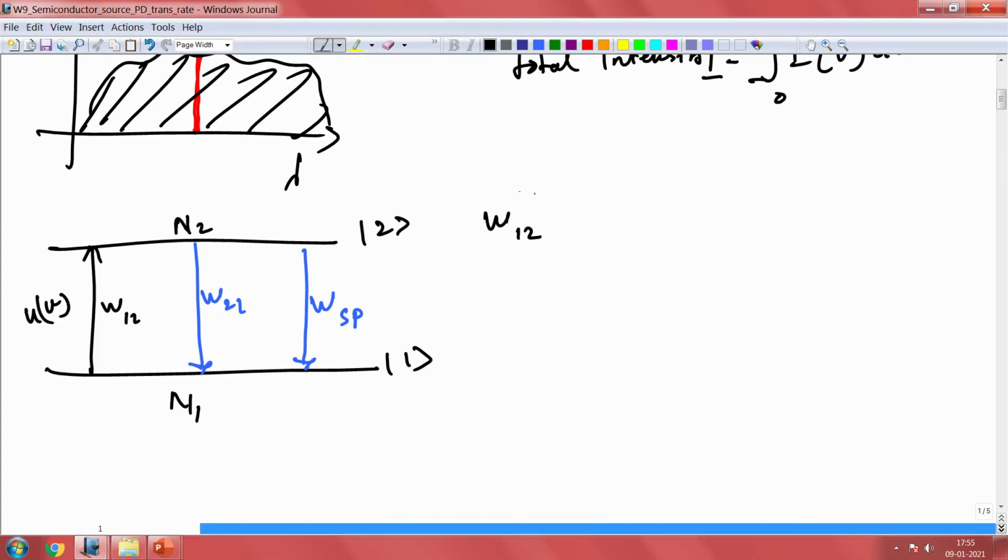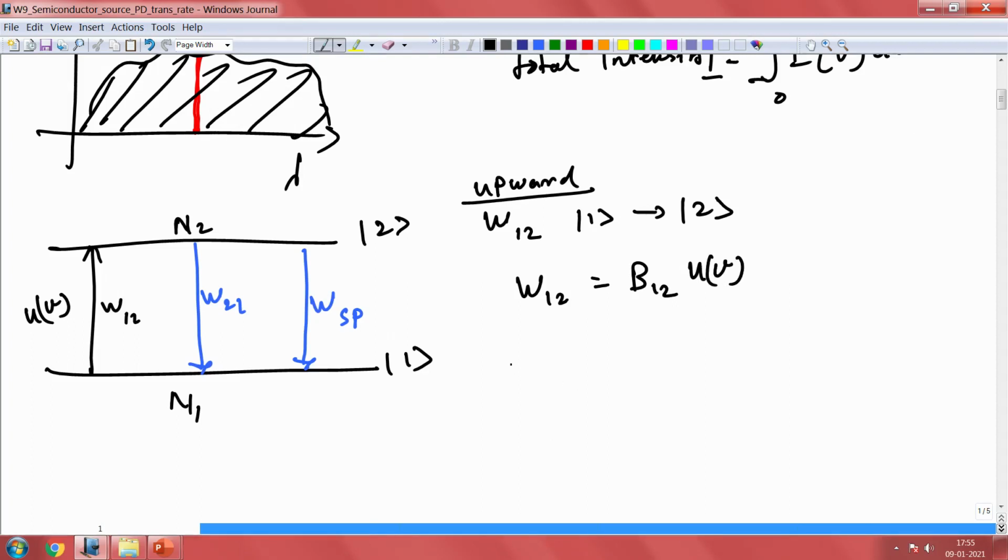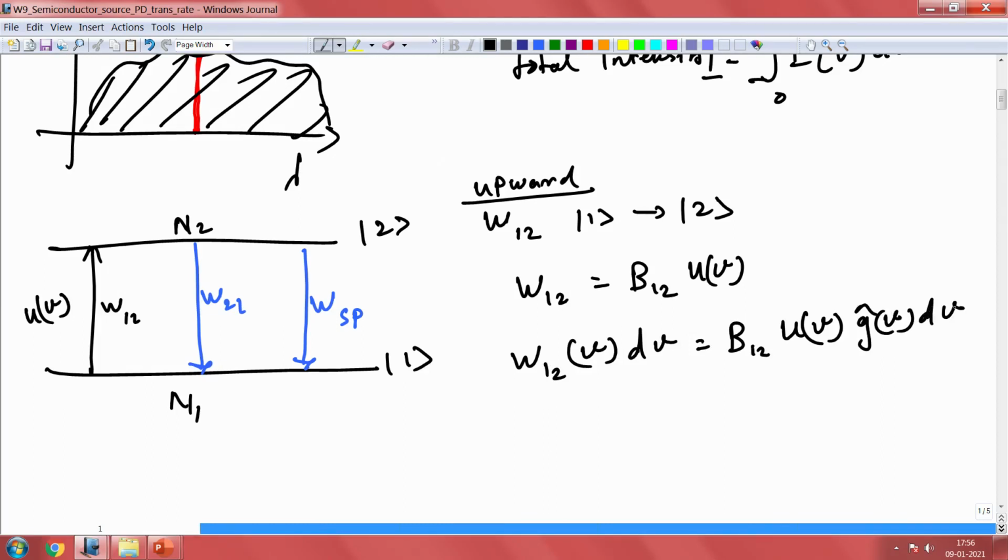So, W12, right, is our upward transition. This is the upward transition W12, that is from level 1 to level 2, right, and that is given by B12. This is the absorption parameter, u of nu, right, or in another form as a function of frequency, B12 u of nu g of nu d nu. Okay. This is per second. Okay. So, this is the transition rate, right. That means this will be per second.